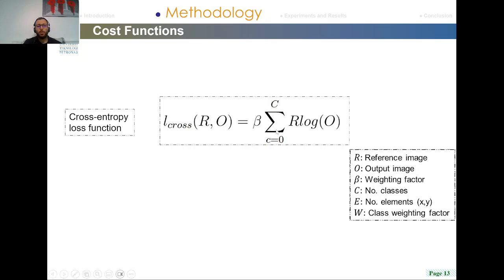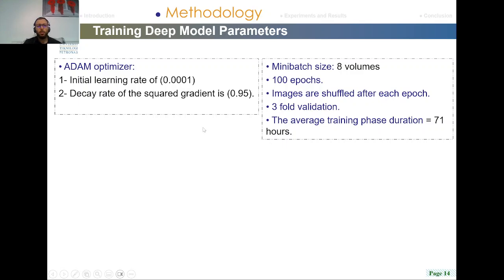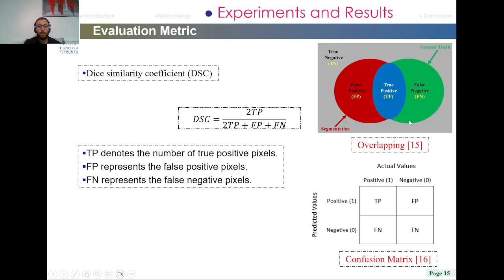As a cost function, we used the cross entropy loss function. For training the deep model, we used the Adam optimizer with a very small initial learning rate, and the mini batch size was 8 volumes for 100 epochs, and images are shuffled after each epoch with 3-fold validation. The average training duration is 71 hours per experiment. For the evaluation metric, we used the dice similarity coefficient. We didn't use accuracy or the others, because what matters for us is the overlap ratio.